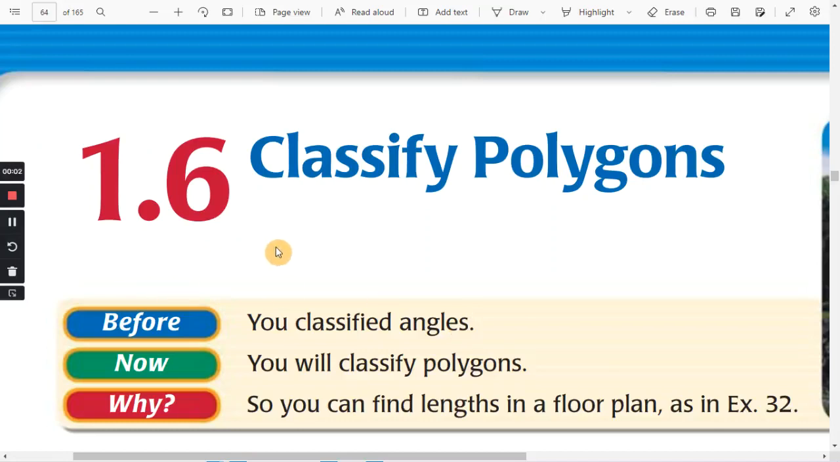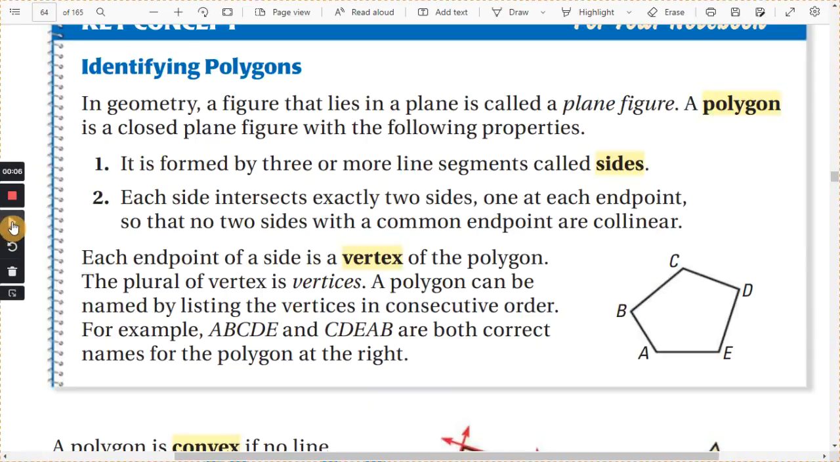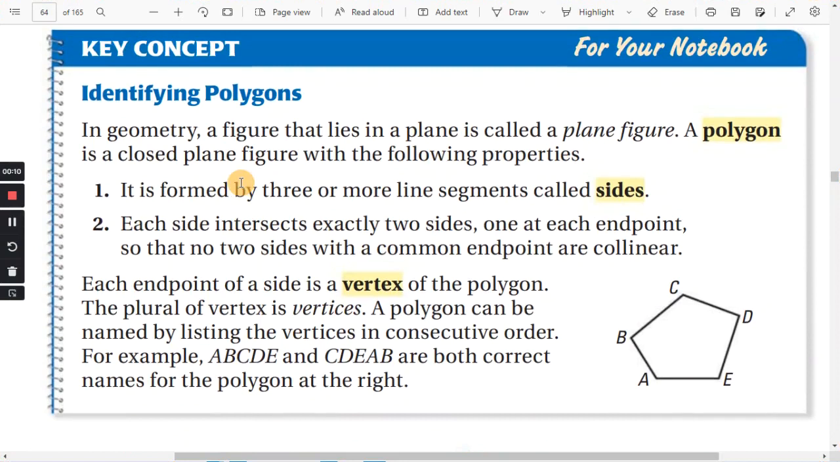Chapter 1.6, Classify Polygons. I'm going to give you a summary of the notes here in a moment.